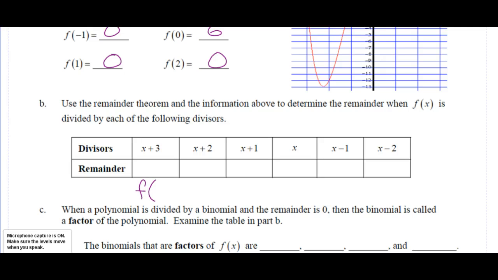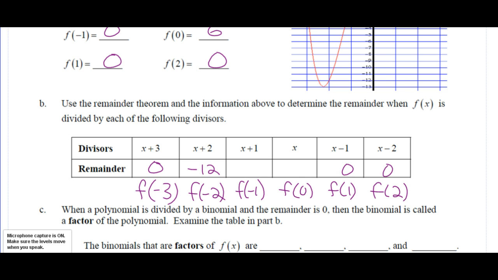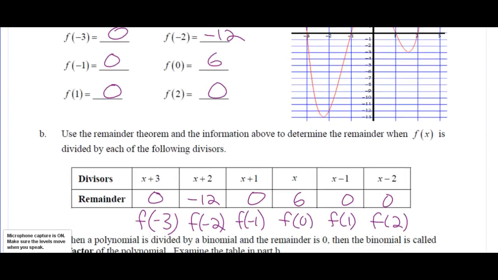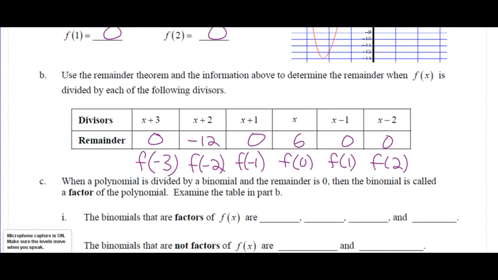F of negative 3. And what's the remainder? Okay, if I don't want to divide by x plus 2, then I can work out f of negative 2, which is negative 12, okay, and so on, right? So we can fill in the rest of these. Something like that, right? Yep.